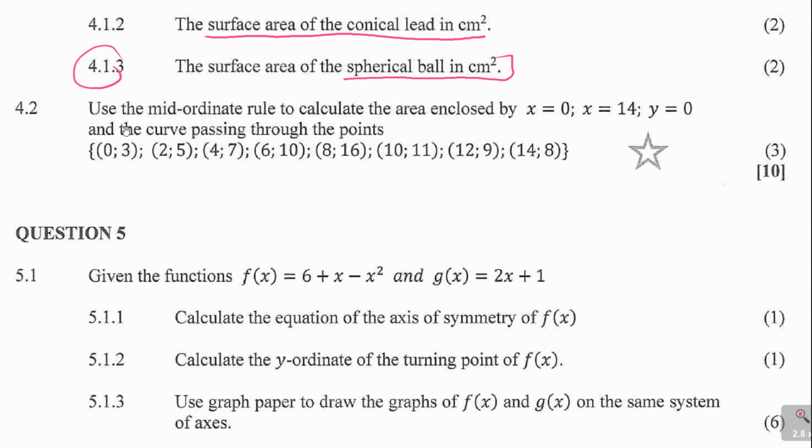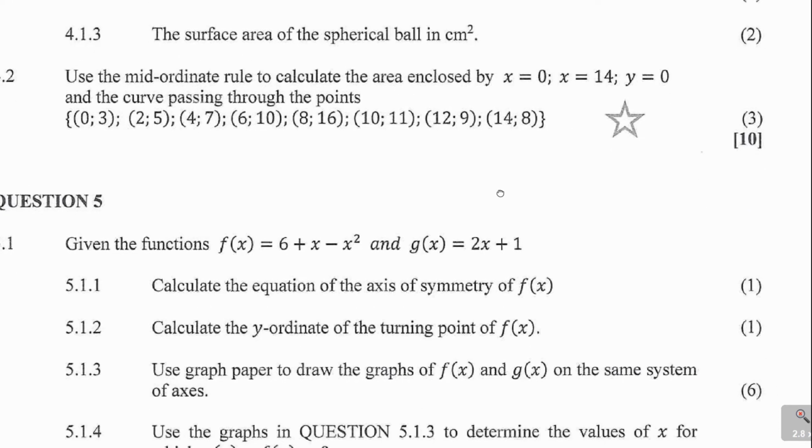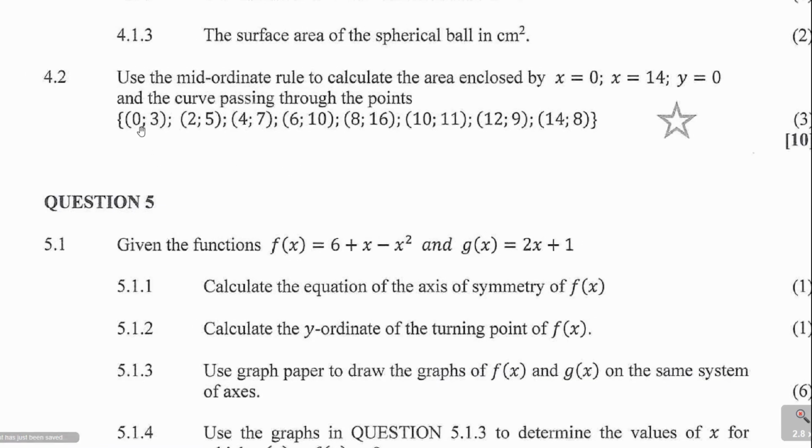4.2 is 3 marks. It says use the mid-ordinate rule to calculate the enclosed area by x equal to 0, x equal to 14, and y equal to 0, and the curve passing through the points. This I always find myself arguing about in this kind of question, whereby I think for the amount of work and the 3 marks, I feel like they could have given it more marks. This is the mid-ordinate rule. I don't want you to struggle much with a lot of this, but I want you to focus on 2 things here.